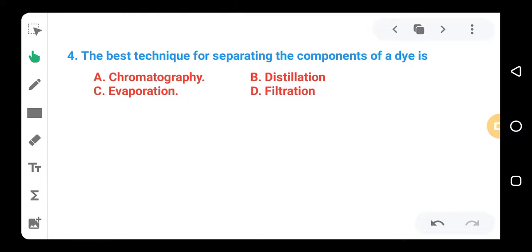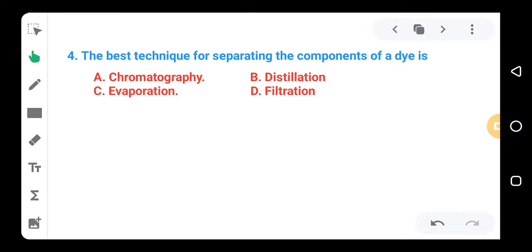Question number 4. The best technique for separating the components of a dye is A. Chromatography, B. Distillation, C. Evaporation, D. Filtration.